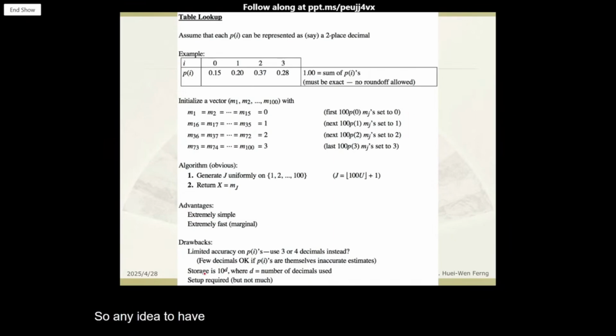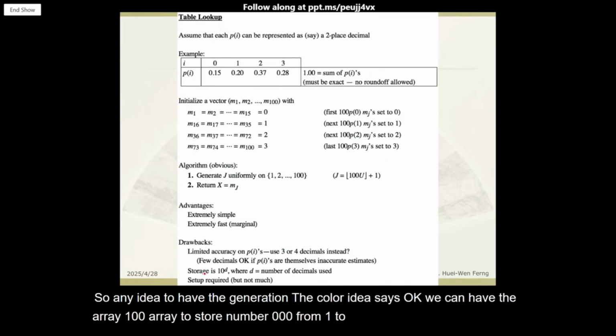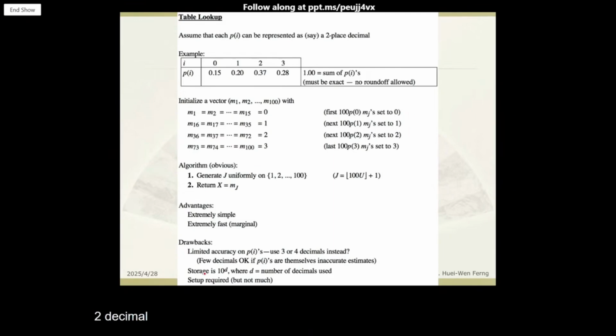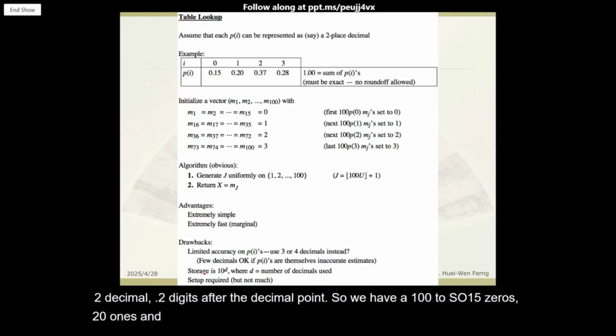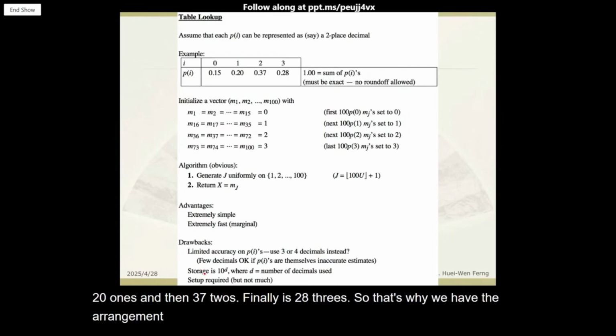The current idea says we can have an array of 100 entries to store the numbers 0, 1, 2, 3, from 1 to 100. Why? Because there are two digits after the decimal point, so we have 100 to store: 15 zeros, 20 ones, 37 twos, and finally 28 threes. That's why we have the arrangement for the array from 1 to 100. Is it okay?